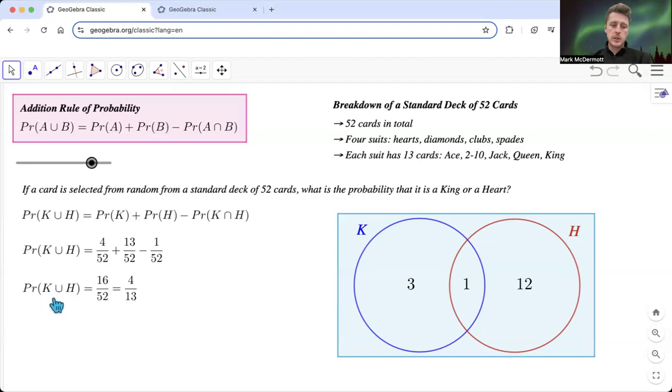So we get that the probability of a king or a heart, add all these together, gives you 16 on 52. Always remember to simplify. So you get 4 on 13. So the probability of getting a king or a heart is 4/13 when you randomly pull one out of a deck of cards.